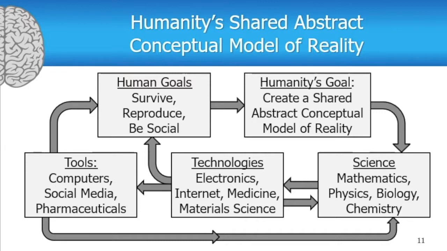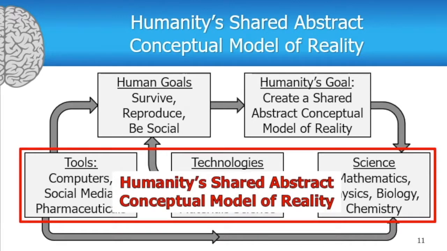This is an example of how developing a better world model can optimize an agent's effectiveness. These bottom three boxes together represent humanity's shared abstract conceptual model of reality. Any individual human can only contain a very small slice of this entire conceptual model, but by working together, we have accomplished a lot and have dominated this planet. Evolution's key breakthrough was the development of language, which allowed us to create this abstract conceptual model of the world.